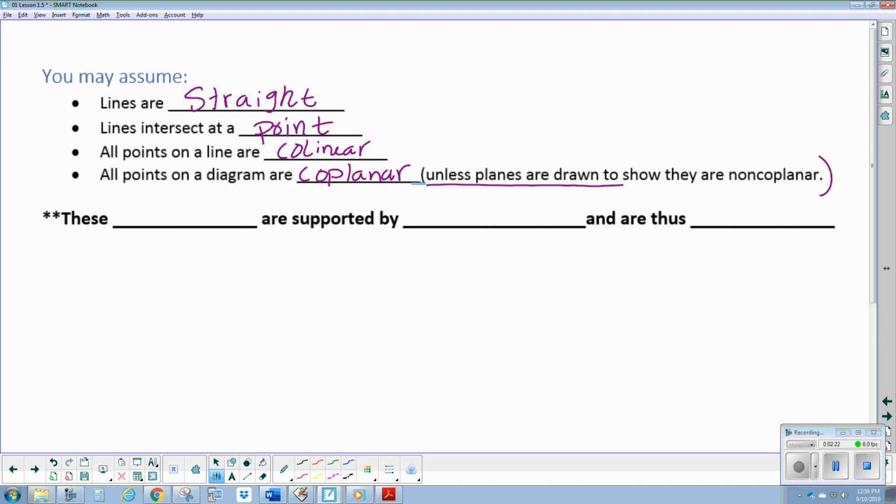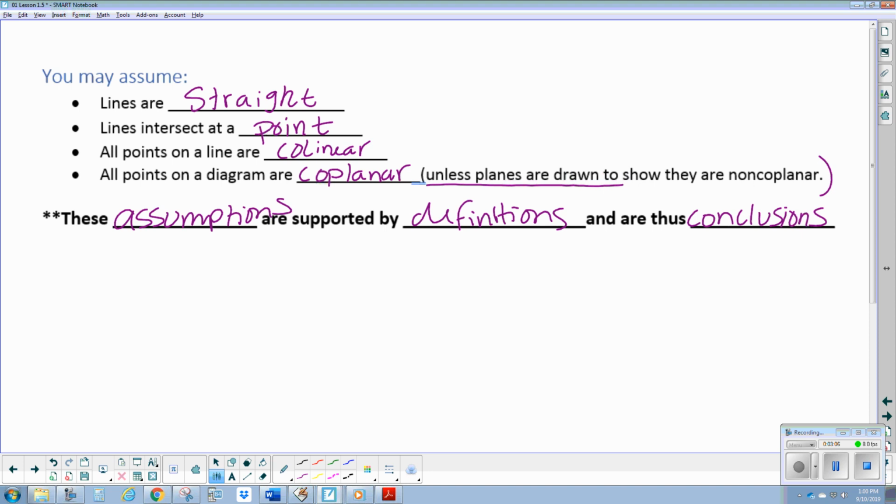Okay, so if points are not coplanar, it will explicitly say that these points are not coplanar by a given diagram. Now, with these assumptions, they're not really assumptions because these assumptions are supported by definitions. And thus they're not assumptions at all. They are conclusions. So even though we can assume these things, that's not really an assumption. It's based on proof or definitions or given postulates and things like that.